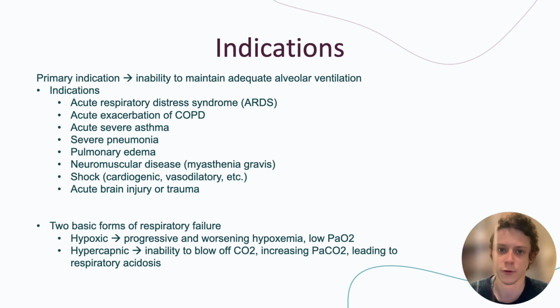There are two basic forms of respiratory failure that could possibly indicate the necessity of mechanical ventilation. First would be hypoxic respiratory failure, which would be progressive and worsening hypoxemia, or a low arterial oxygen pressure. Next would be hypercapnic respiratory failure, which is an inability to blow off CO2, which leads to increasing arterial CO2 pressures, leading to respiratory acidosis.